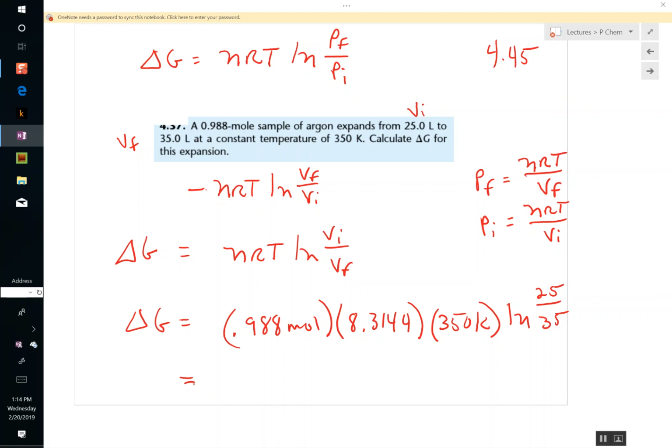Well, if we're talking delta G, we should use the R value of joules per mole per Kelvin, I think. Right, that makes sense. And then we don't really care about our volume units because it's a ratio and it's the natural log of it.